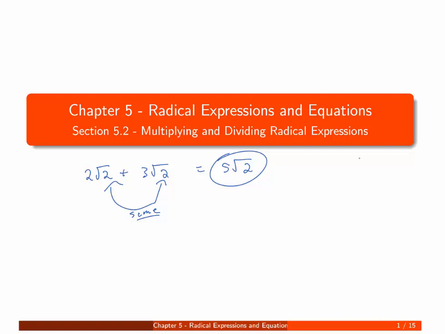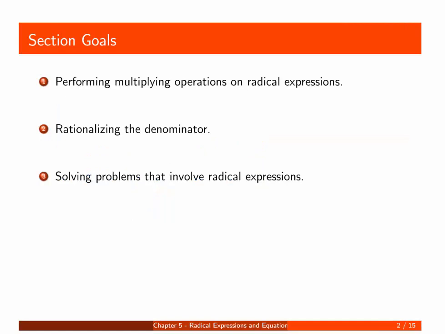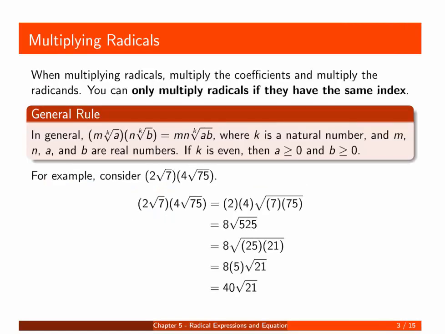Same thing with subtraction. In this case, you're going to need the same index. For multiplication only, all you care about is the index. The insides, the radicand, can be totally different, but if the index is the same, then you're going to go ahead and multiply them in this manner.